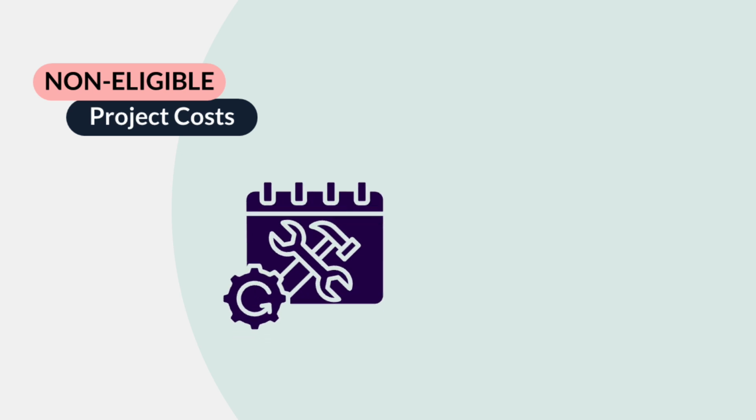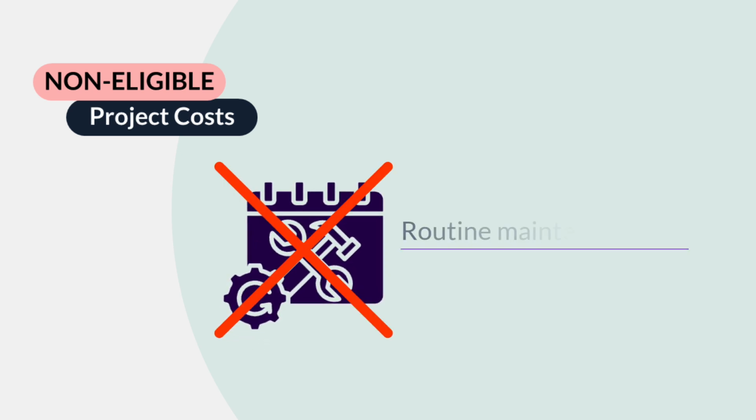Routine maintenance is also a non-eligible EPC project cost because it is already included in a PHA's annual operating subsidy. Again, only maintenance costs unique to new equipment or determined to be over and beyond routine maintenance are considered eligible, with HUD's approval.